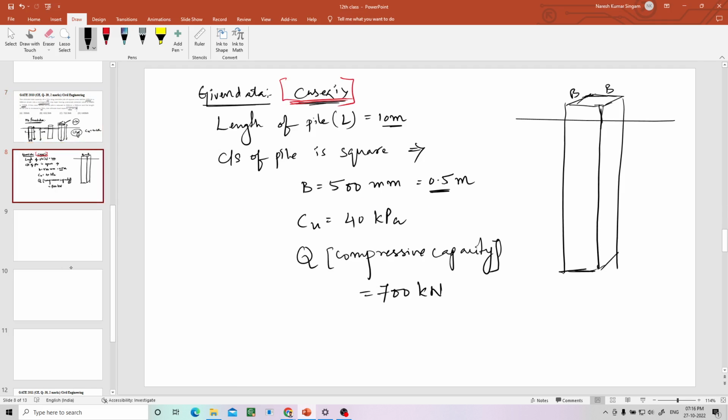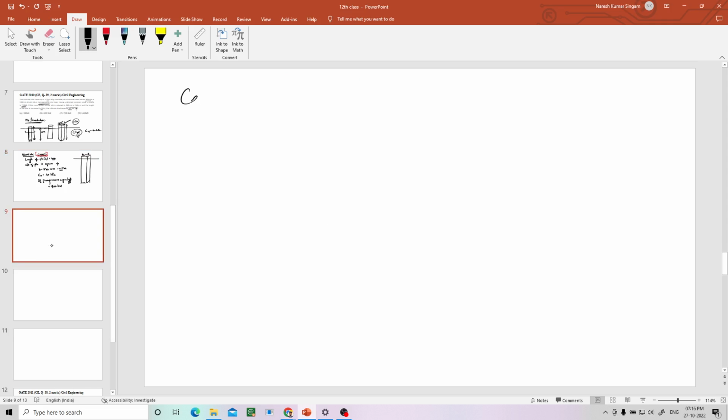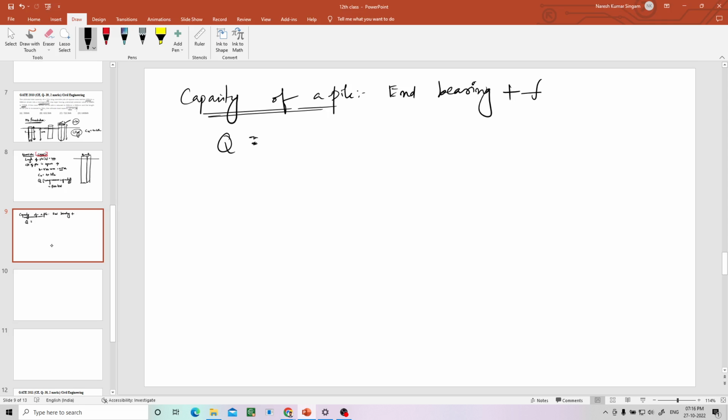Now, as we have discussed in the previous classes, the capacity of a pile is due to two factors. One is end bearing, and the other is frictional resistance. So the capacity is the end bearing plus the frictional resistance.